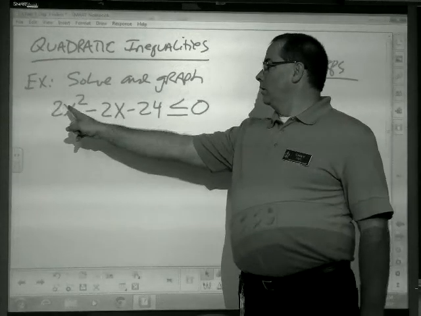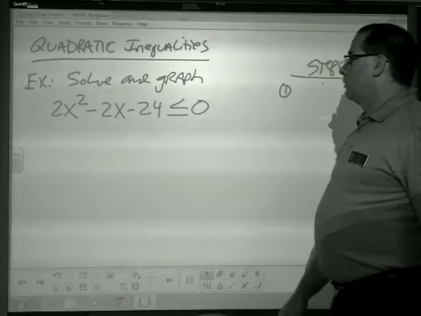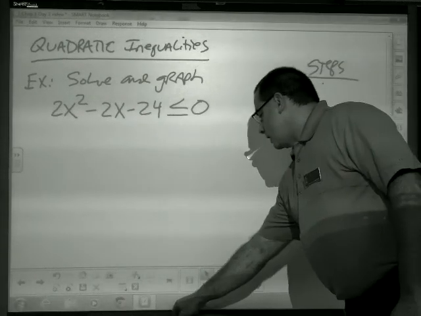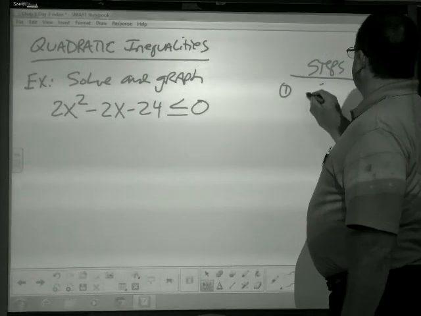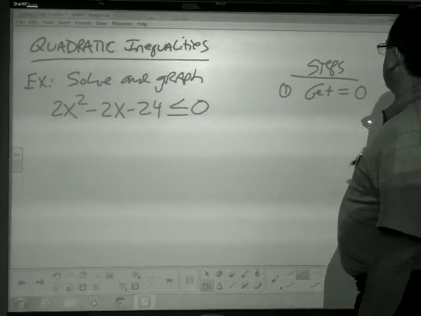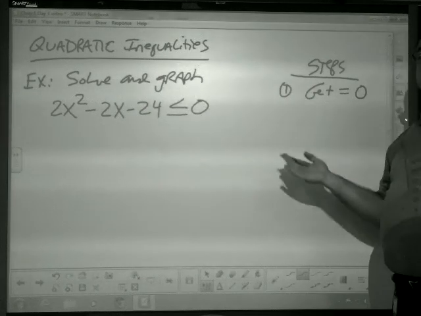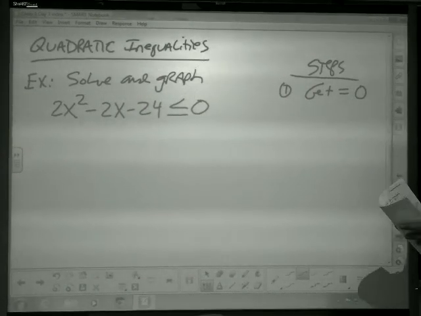So here we are. Now we have an inequality. And it's a quadratic because it's an x squared. So first thing is to get the equation equal to 0. Even though this isn't an equal sign, you got to make sure 0's on one side, number's on the other. Luckily enough, we have that.